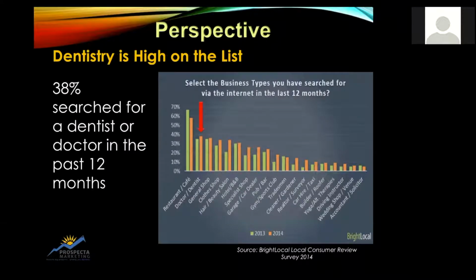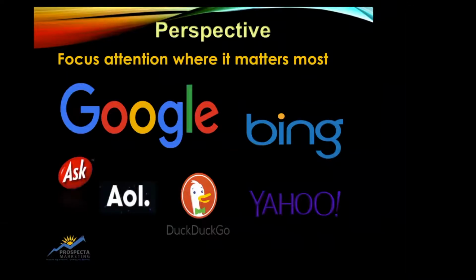And when you look at dentistry specifically, it's very high on the list of businesses that they go to search for on the internet. 38% of those in this study said that they searched for a dentist or doctor in the past 12 months. And you can see that it's the second highest category that they do searches for. So the internet's critically important to intersect with these prospects that are looking for a dentist and to be there. And it's important to be sure that we're focusing attention where it matters most.